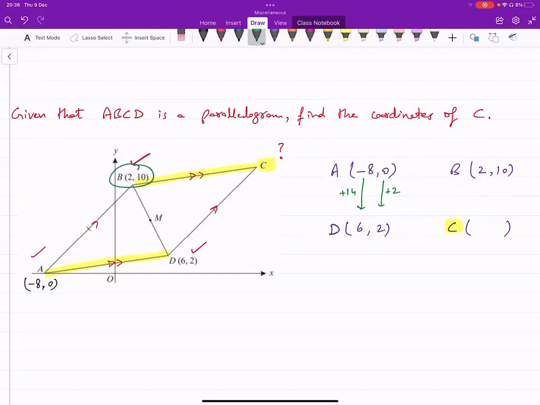So how do you go from B to C then? B से C पे जाने के लिए आपको यही करना पड़ेगा because these two lines are parallel and equal. तो B से C पे जाने के लिए भी you add 14 to the x coordinate, that gives you 16, and you add 2 to the y coordinate, and that gives you 12. So that's how you find the coordinates of the point C there.